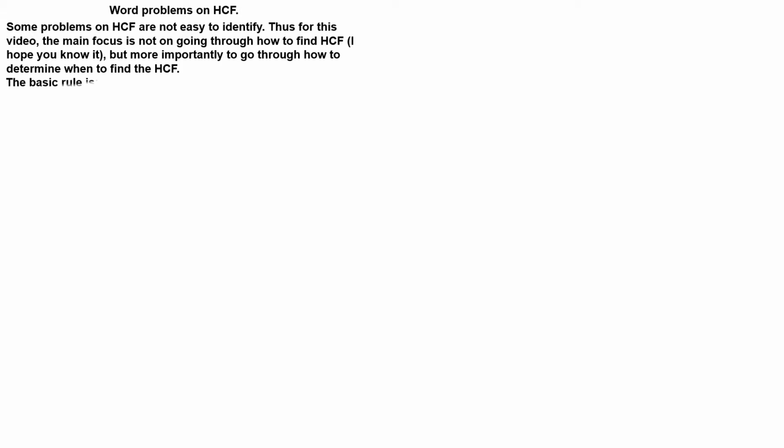The basic rule is, whenever you are required to find a number that completely divides more than one number, you have to find the highest common factor. Let's see how it works.